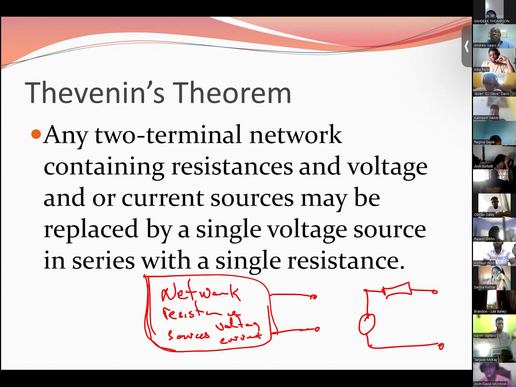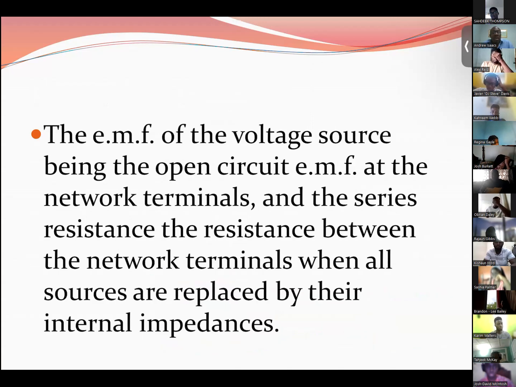All right? They're saying that that network can be reduced to a single voltage source, which will, of course, have a voltage E Thevenin in series with a resistance, which we're going to call R Thevenin. That's what the theorem really is saying. Our task, therefore, is to define that E Thevenin and the R Thevenin. What's E Thevenin and R Thevenin?